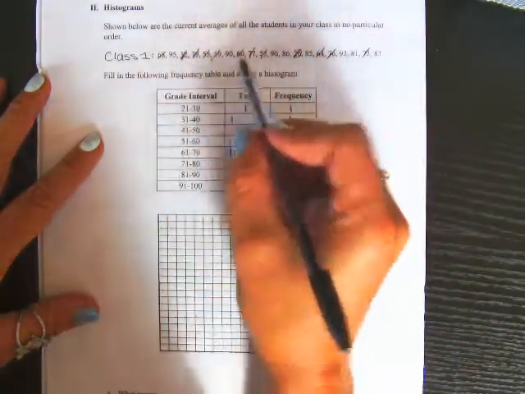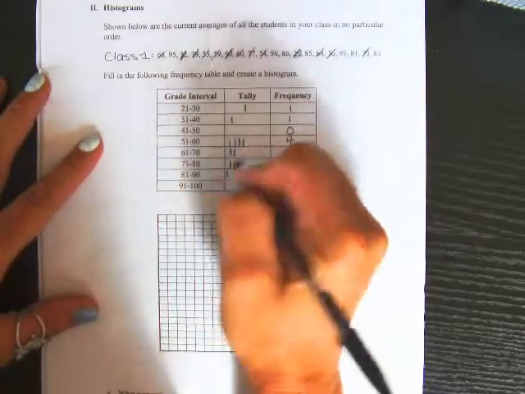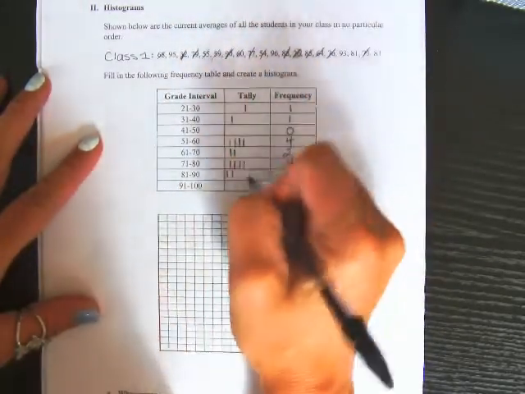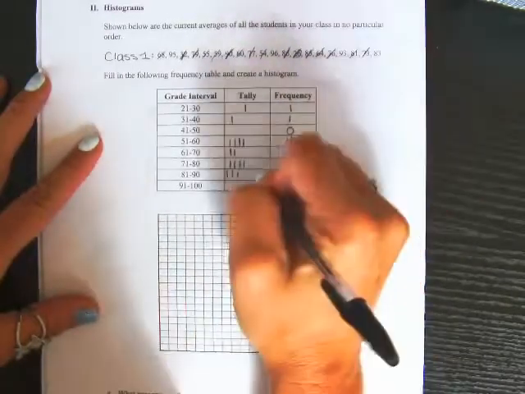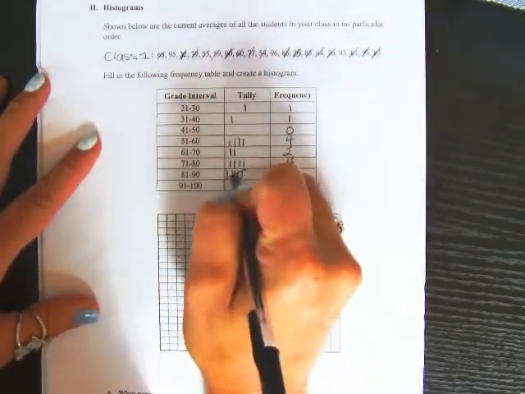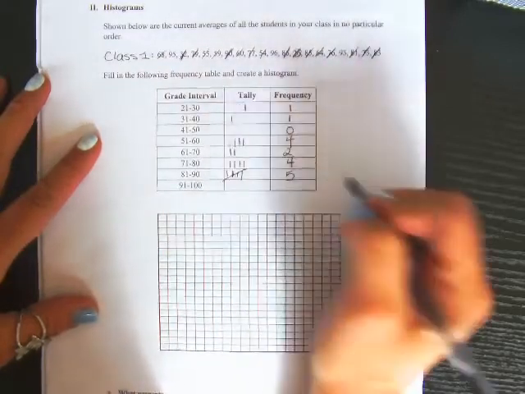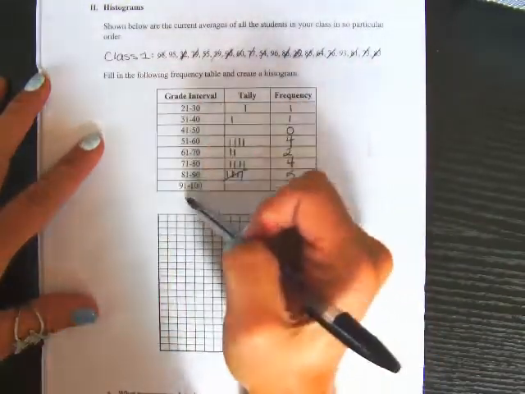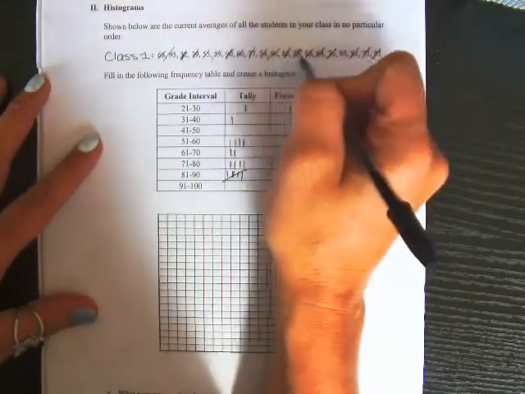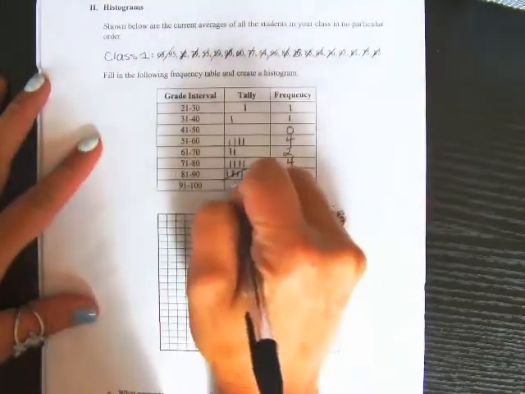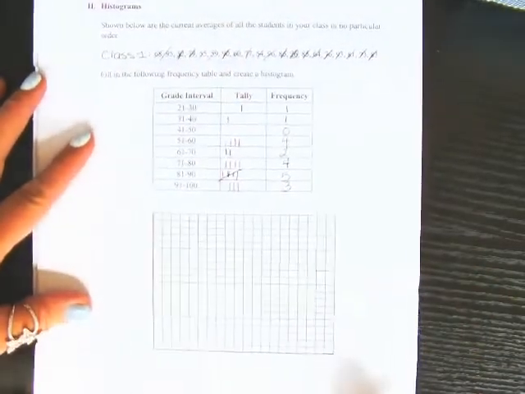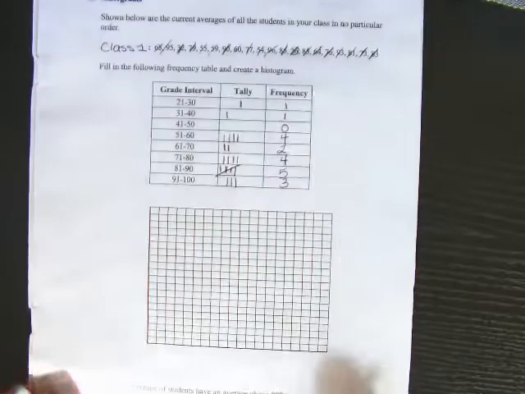81 to 90, 90 will count as 1. 86 is another, 85 is another, 81 is another, and 83. Finally I get to do the slash across for a frequency of 5. And then from 91 to 100, we have 1, 2, 3 slashes, which makes a frequency of 3. Okay, you filled out your table, we're all good to go.